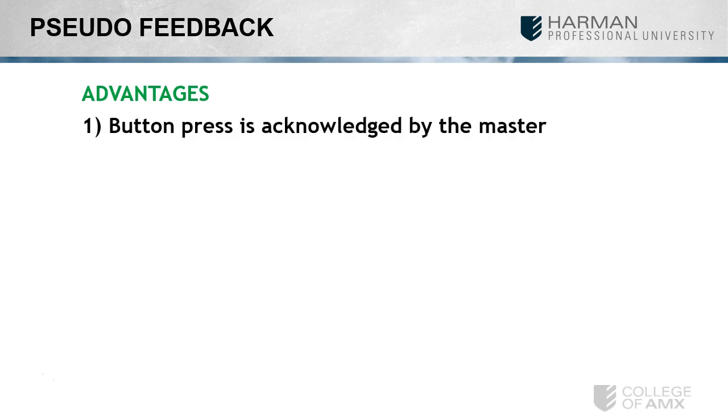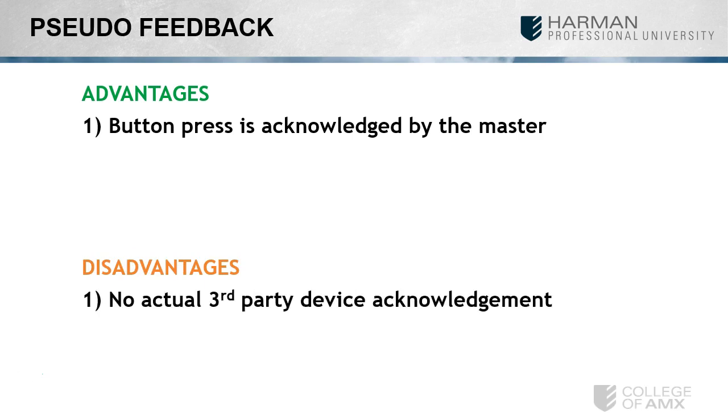The second type of feedback is referred to as pseudo feedback. Pseudo feedback means that the button state is managed by the Netlink's code. The advantage of this type of feedback over fake feedback is that at least the end user knows the button event was received by the master. The disadvantage is that this type of feedback does not indicate the true status of the third-party device. Pseudo feedback is typically used with IR-controlled devices, since there's no way to get true status information back from those devices due to the fact that IR control is a one-way communication.